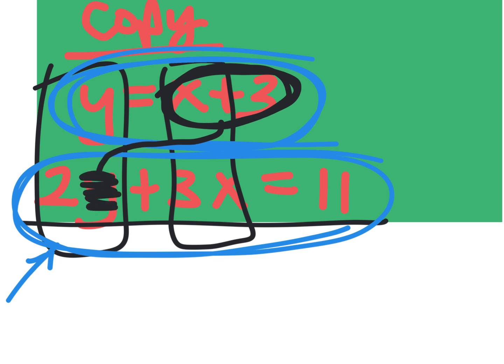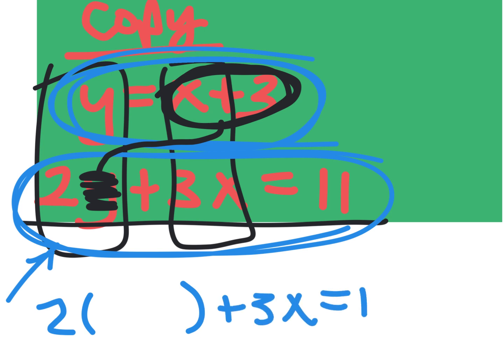Now, this is really messy, but would you please copy this equation down again, except instead of y, you put x plus 3 in a parenthesis. If nothing else, copy this. And what do we put here? Never mind, you know? X plus 3. X plus 3.